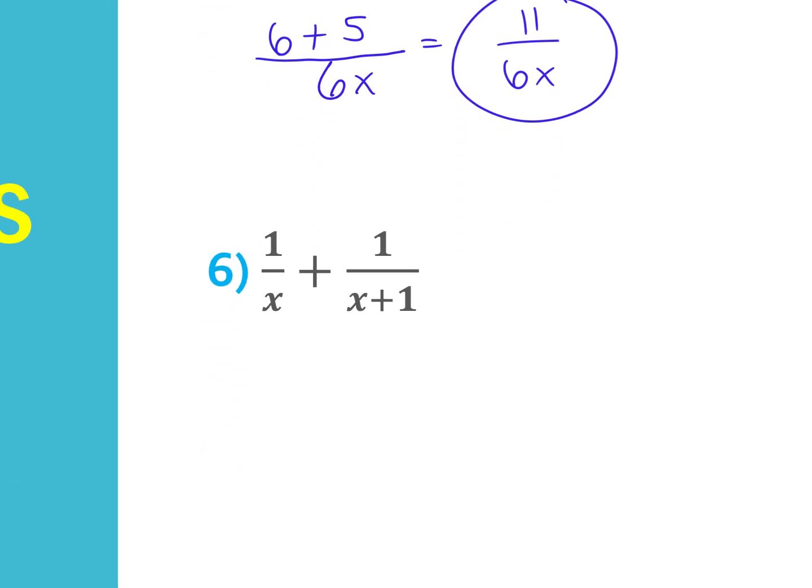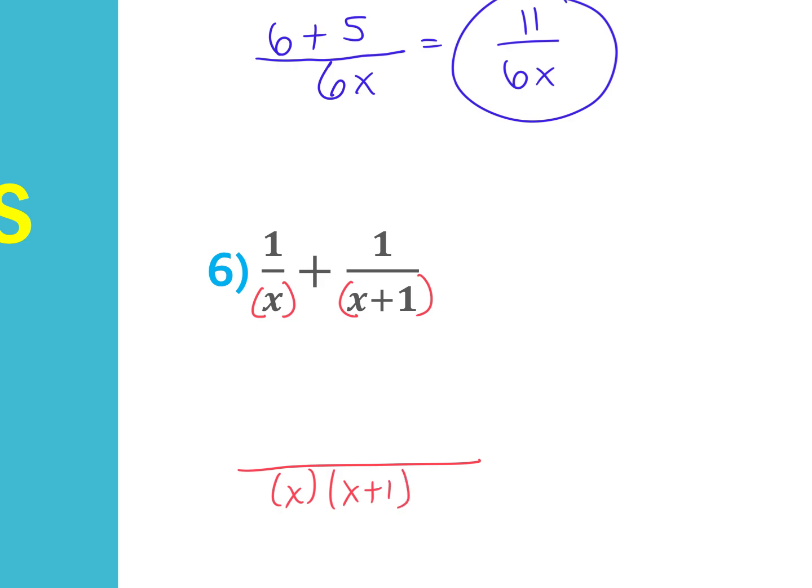Is there anything to factor? No, right? All right, guys, look, these are two completely different denominators. This one has an x. This one has an x plus 1. So think about the first example we did. I had two completely different denominators. It was a 2 and a 3. And what did I do to them? I multiplied them. I stuck them together. So I'm going to do the same thing. I'm going to stick them together down here, an x and an x plus 1.